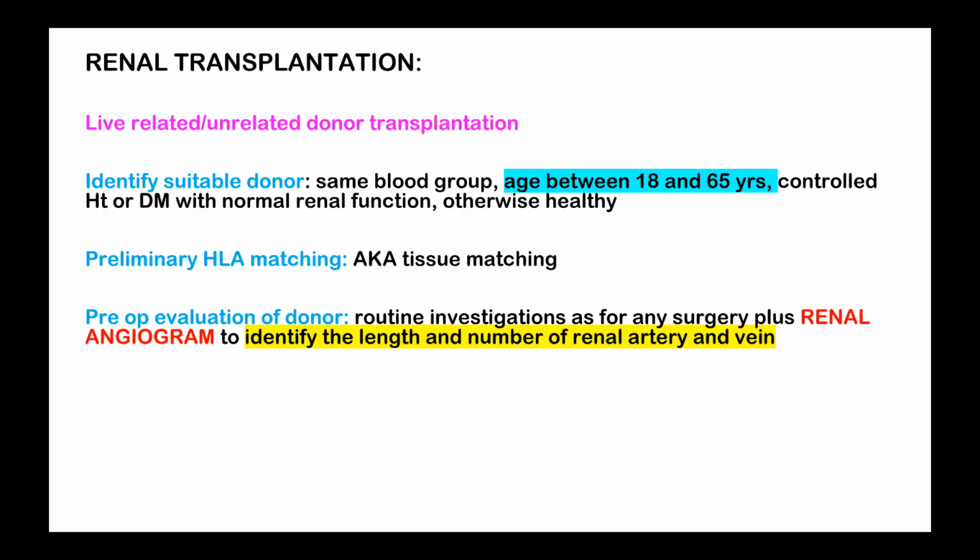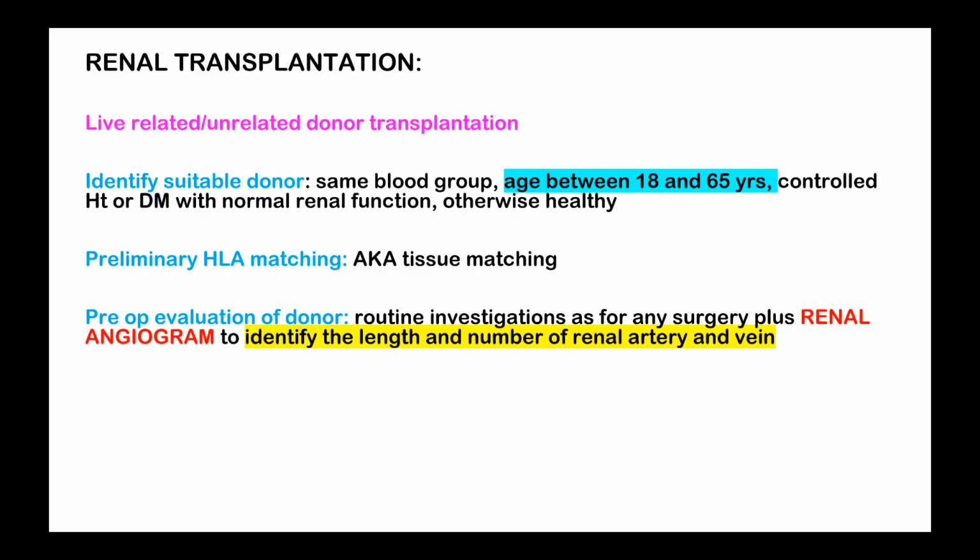And you can identify the length and the size of the artery, the number of arteries or the veins that are subserving. Some anomalous patients may have two or three arteries supplying the kidney, and there may be more than one vein draining the kidney, instead of the normal single renal artery and single renal vein. So for that, angio is very, very important.